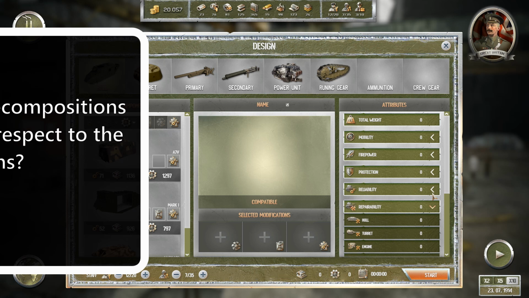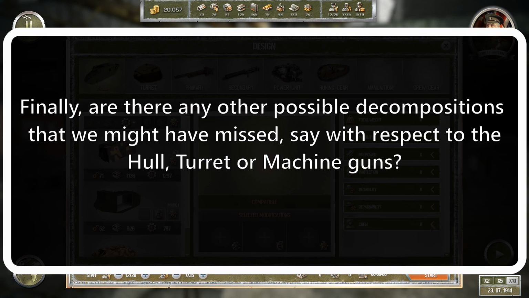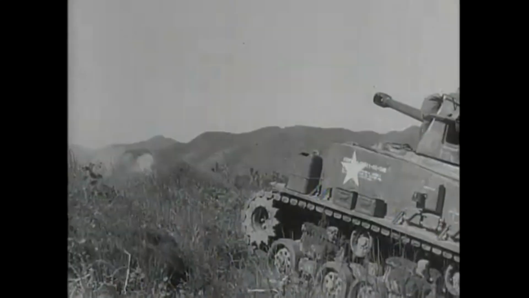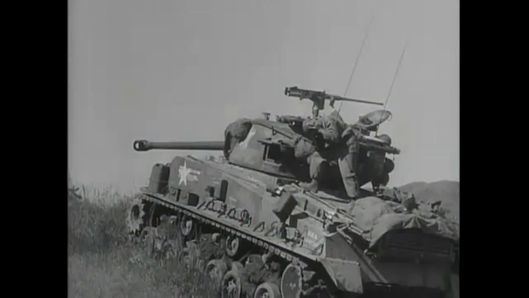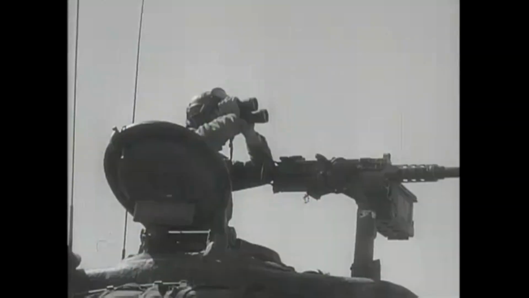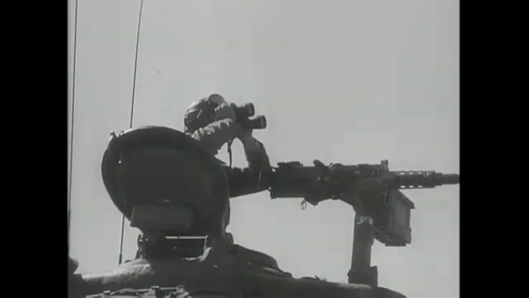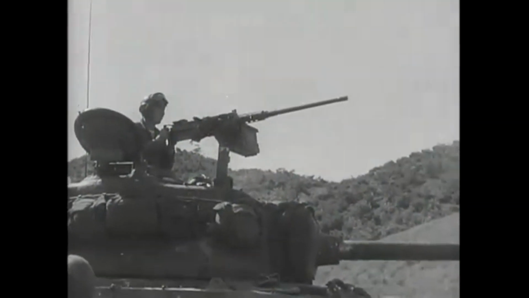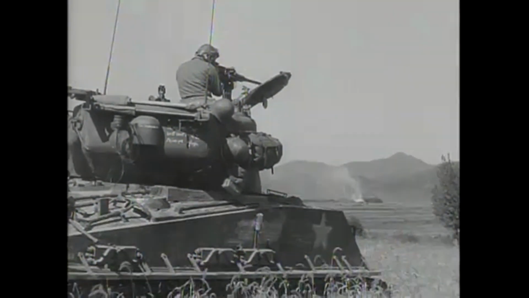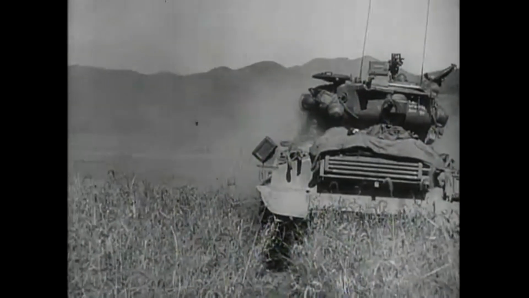Finally, are there any other possible decompositions that we might have missed, say with respect to the hull, turret, or machine guns? Each of the major components you have identified can be further split down to the smallest bolt in each assembly. However, we feel that any further decomposition would be counterproductive, and you have a very good selection currently, both from a gameplay point of view and from a historical accuracy point of view.